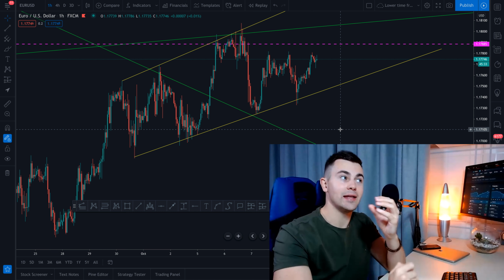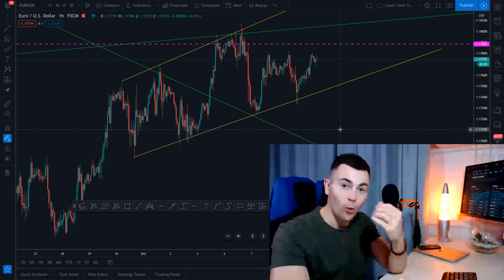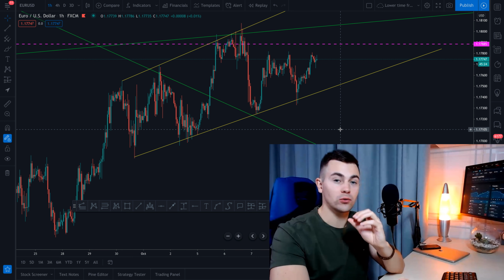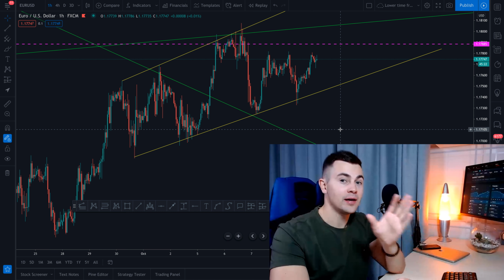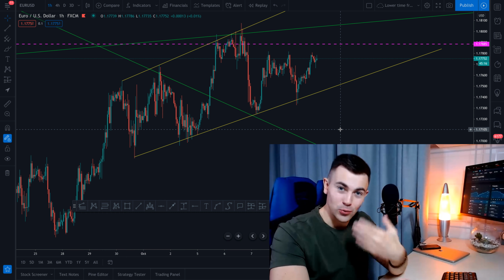I start using this layout only when the market is trading on the key level. While it is not on the key level, I simply don't analyze it. I wait for the market to be on the key level, and only then I switch the layout.